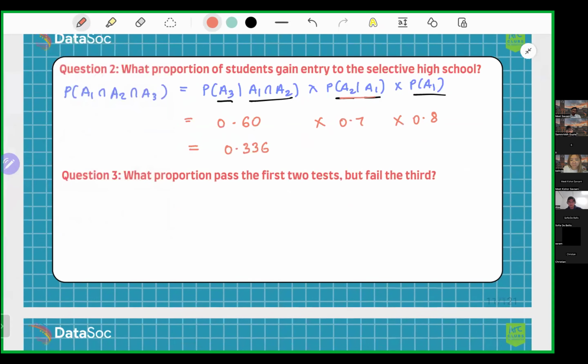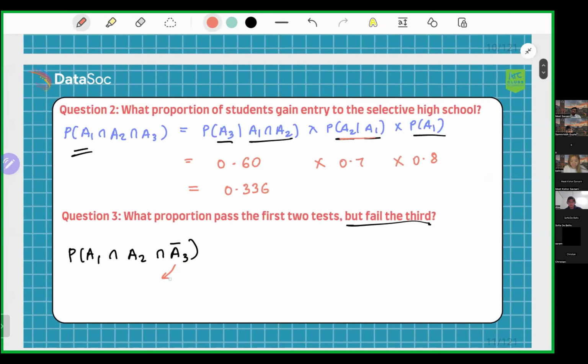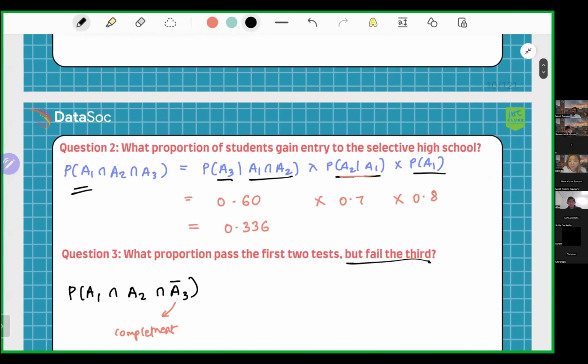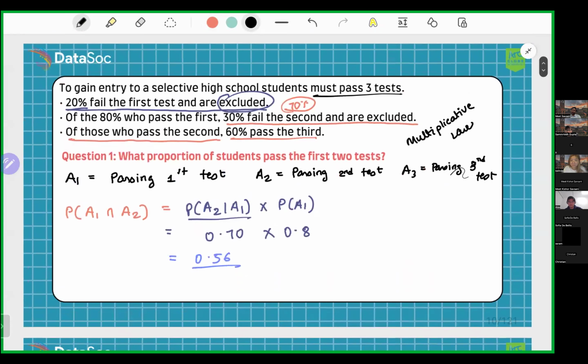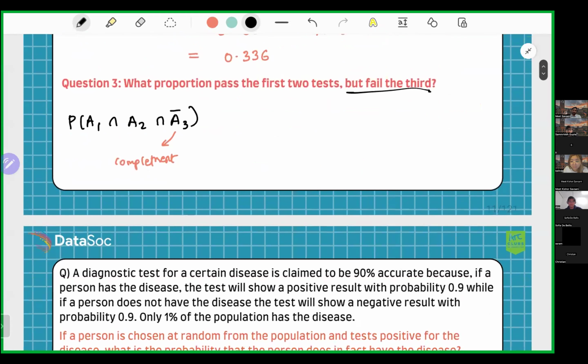Okay. Last question. What proportion passed the first two tests but failed the third? We'll still use this particular formula, but we'll use negation or a complement for the third test. Why have we used complement here? Because our event is defined as passing the third test. So failing the test would be the complement of it.